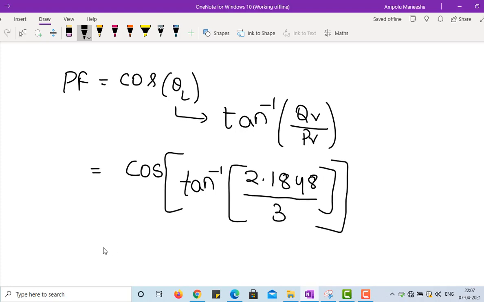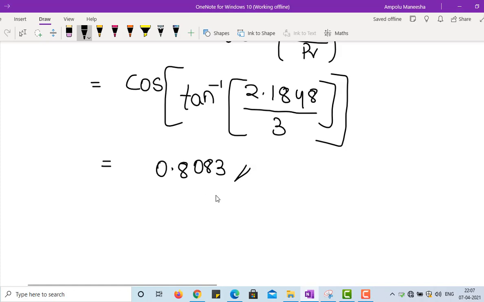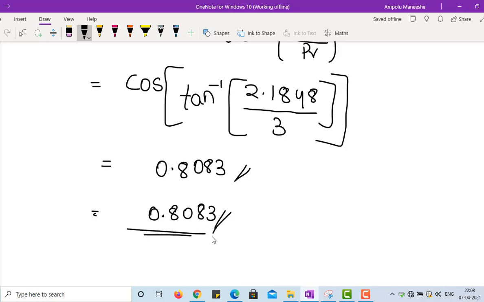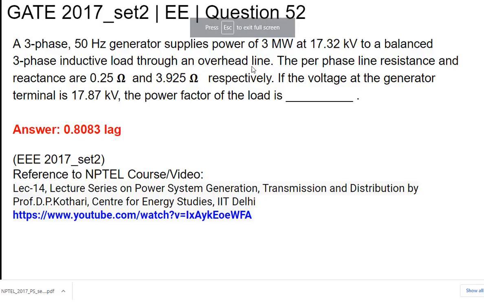If we simplify this expression, we will get the power factor as 0.8083. But we don't know whether it is lag or lead. In the question, it is given that 3-phase inductive load, right? So, this power factor must be lagging load. So, this is the power factor of the load, 0.8083 lagging. So, the power factor of the load is 0.8083 lag. Thank you.